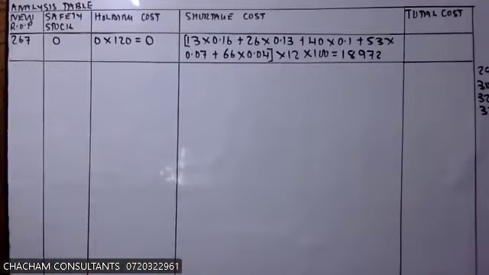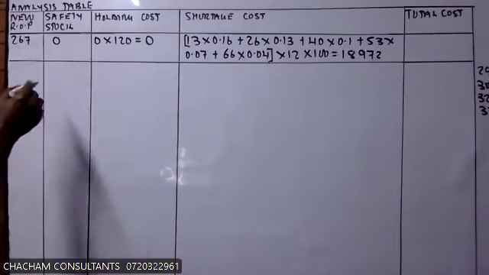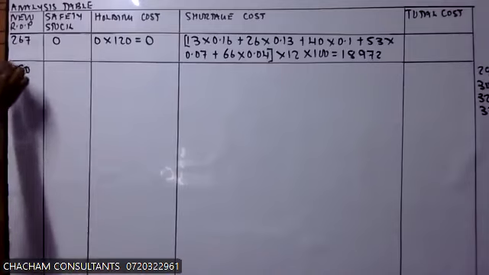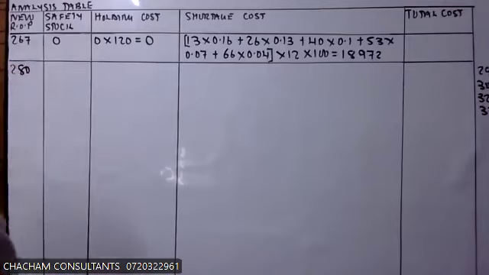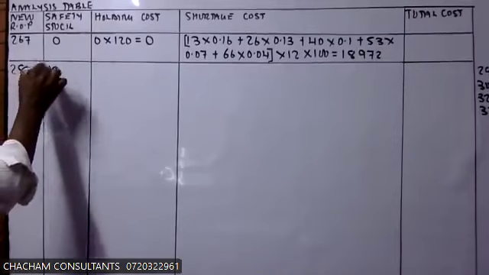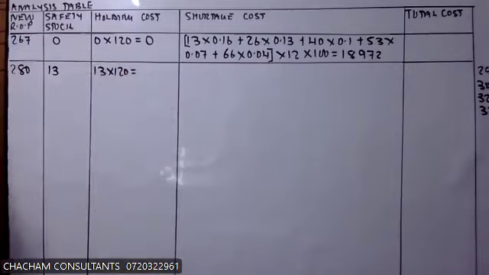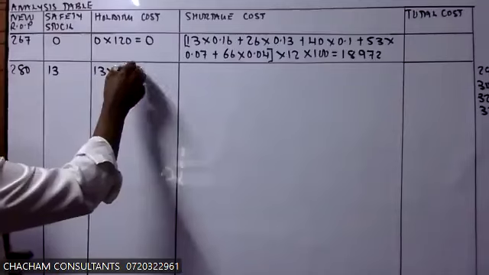So after 267, the next possibility is 280. So at 280, we have a safety of how many units? Tell me, we have a safety of how many units? 13. So our holding cost will be 13 times 120. That gives us what? 1560.